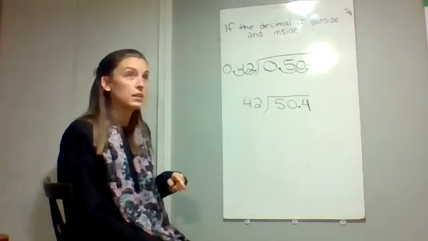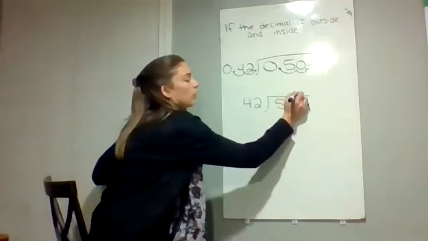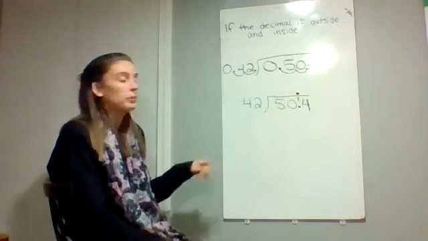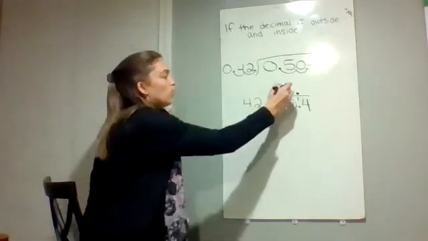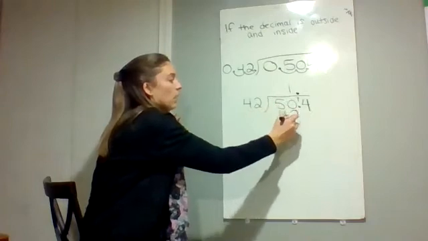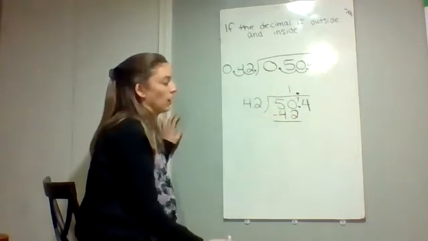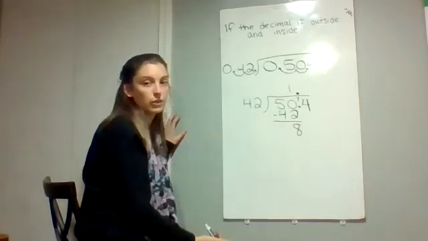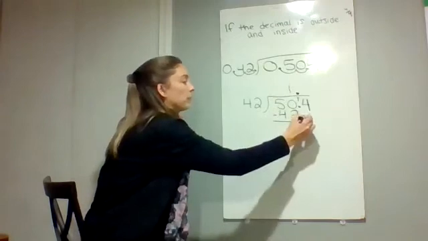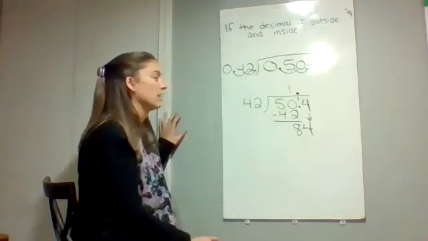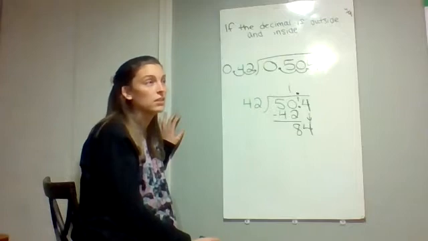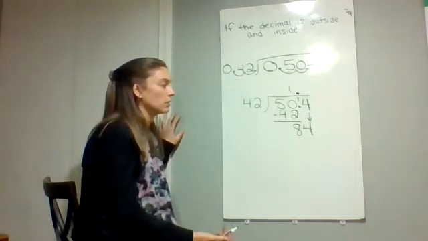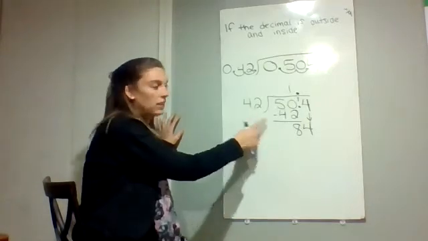I know if the decimal is on the inside, I raise it to the roof. And now I divide like normal. 42 goes into 50 one time. I get 42 and then I subtract. I get 8. 8's less than 42, so I can keep working. Now I have 84. Some people may know that in their head and some people may not. If you don't, we have to round. This is like 40 and this is like 80.